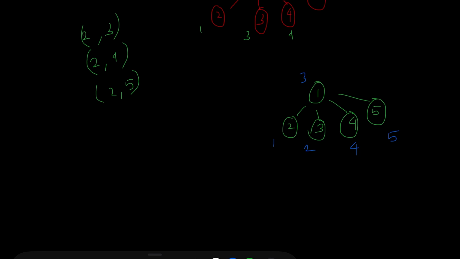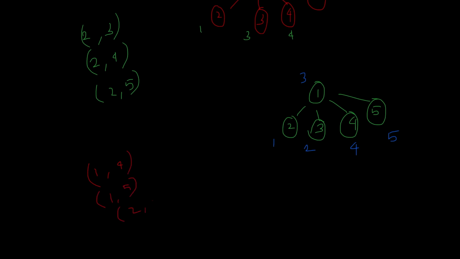So we get the pairs: 1 comma 4, 1 comma 5, 2 comma 4, and 2 comma 5. So in total we got four pairs. That is the thing, we try to make it as middle as possible.